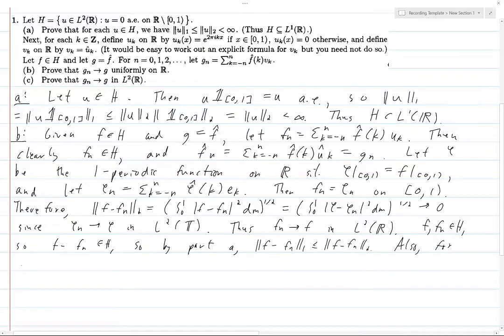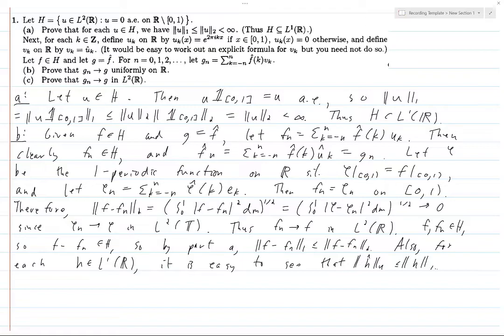Also, for each h in L1 of R, it is easy to see that the uniform norm of h hat is less than or equal to the 1-norm of h. And to see this, you just write out the integral defining h hat, and you evaluate it at some value, and then you take the absolute values inside, and the e to the minus 2 pi i whatever drops out because it has norm 1, and what you're left with is just the integral of the norm of h, which is the 1-norm of h. And this upper bound will hold for every single point where you evaluate h hat, and so the uniform norm is less than or equal to the 1-norm of h. It's a kind of standard fact in Fourier analysis.